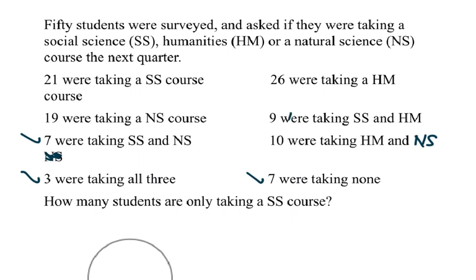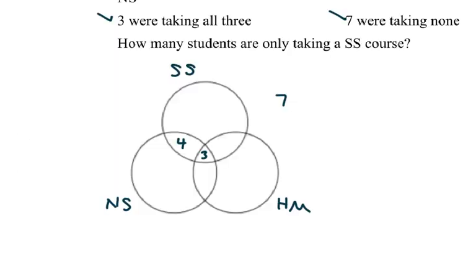Next, we have 10 that were taking humanities and natural science. If we have 10 taking humanities and natural science, 10 people should appear in this region here. With 3 already being in the middle, the other 7 are in this section here.